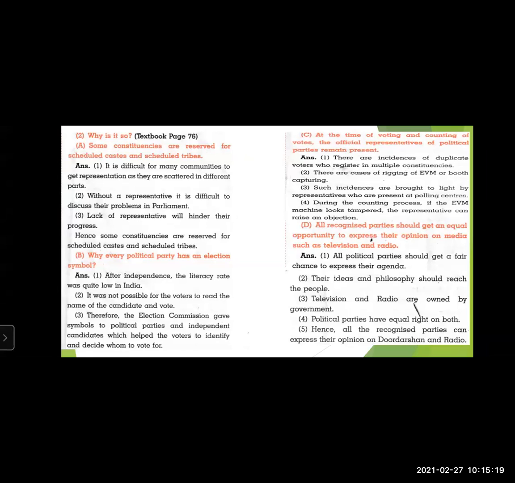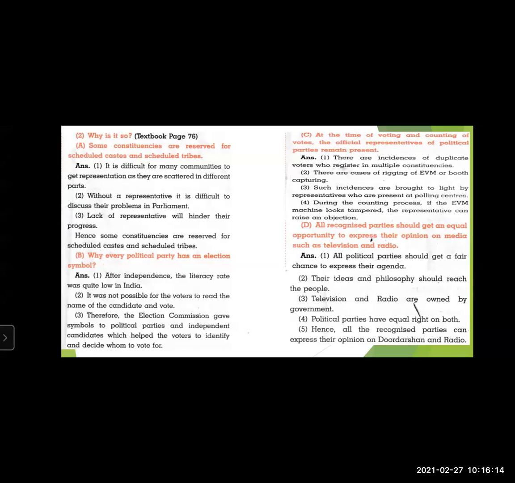Next is, at the time of voting and counting of votes, the official representatives of political parties remain present. Okay, so when voting or counting of votes is done, the representatives who are contesting the election remain present. Why is it so? There are incidences of duplicate voters who register in multiple constituencies. There are times when duplicate voters vote in different wards, divisions or constituencies. There are also cases of rigging of EVM. EVM is the machine which is used for voting now, and that machine rigging has been done.